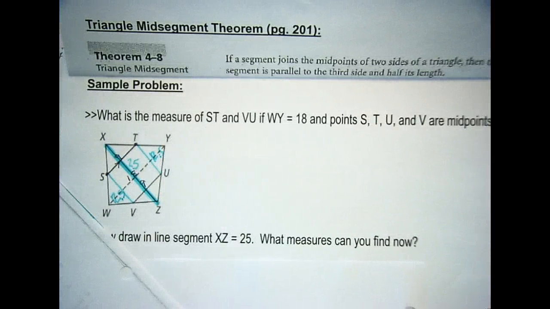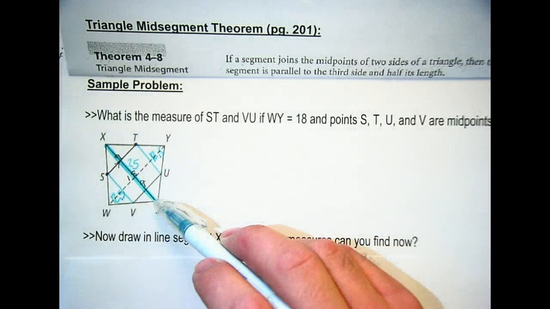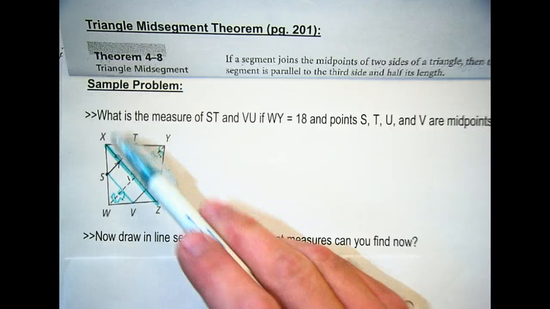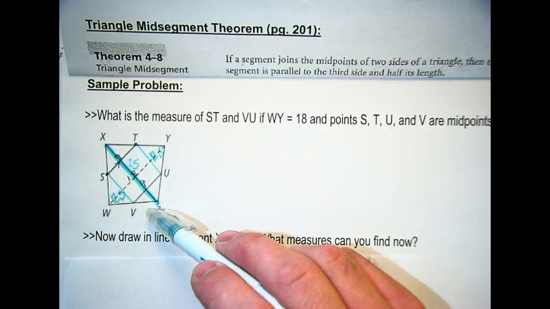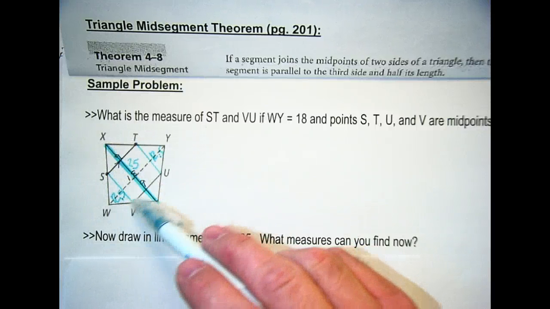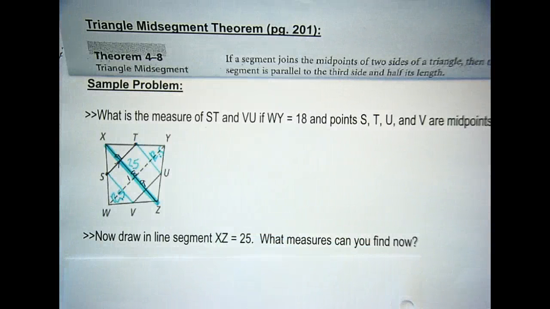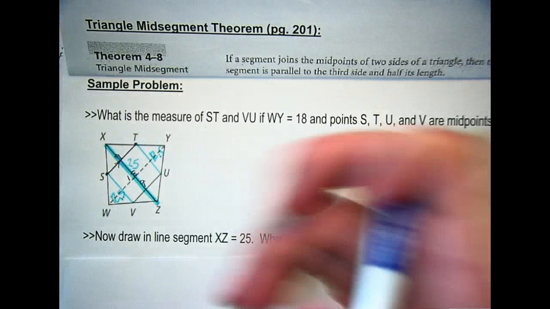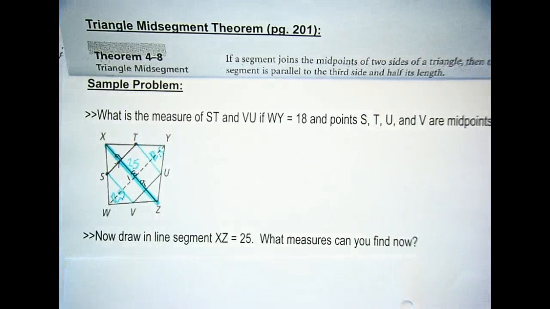Cameron? Couldn't XZ be a mid-segment to ST and VU? Could XZ be a mid-segment to ST and VU? Possibly. We don't know that for sure. Yeah, so there's a possibility it is, but we don't know that. Okay. Any questions? All right. Thank you for participating.